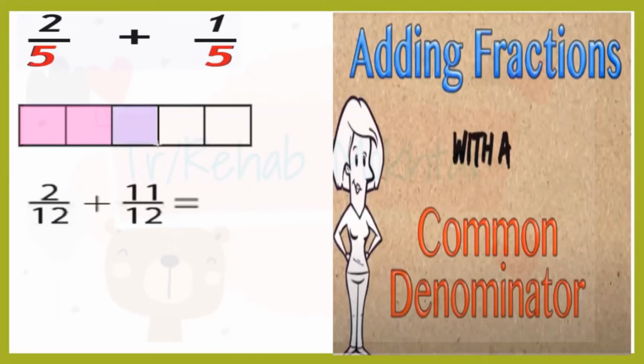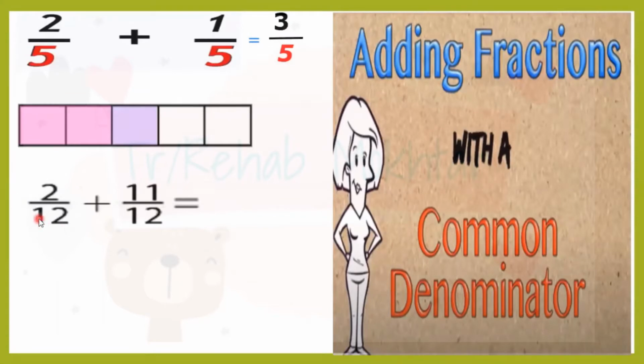Now, teacher, how many shaded parts do we have after we add 2 out of 5 plus 1 out of 5? We have 1, 2, 3 parts out of 5. If you look here at the fractions, you will find that both have the same denominator. We have here 5 and here 5. So the first step, when you add fractions, you will look at the denominators. If you have the same denominators, you will keep it as it is. And add what, teacher? Add the numerators. 2 plus 1 equals 3.